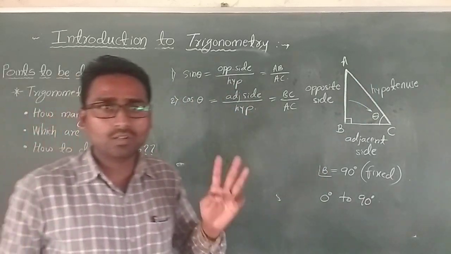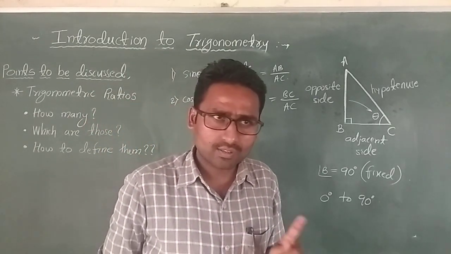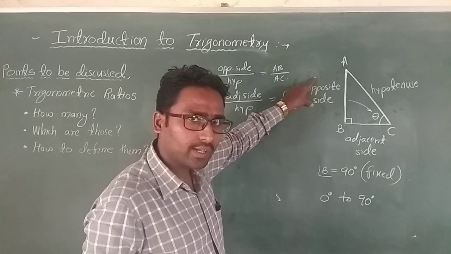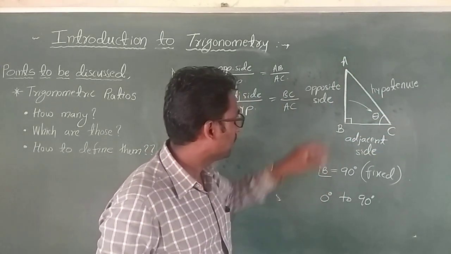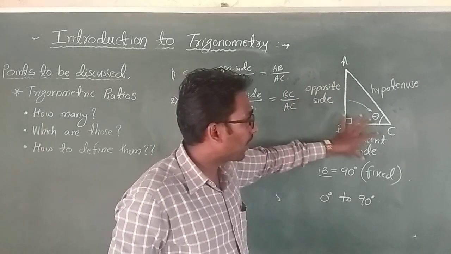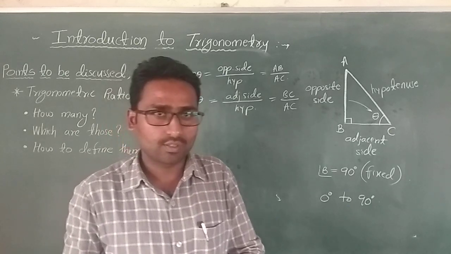Now coming to the third function, tangent. It is defined as the ratio of opposite side to the adjacent side of a triangle. I repeat, opposite side to the adjacent side of the triangle is nothing but tangent function.